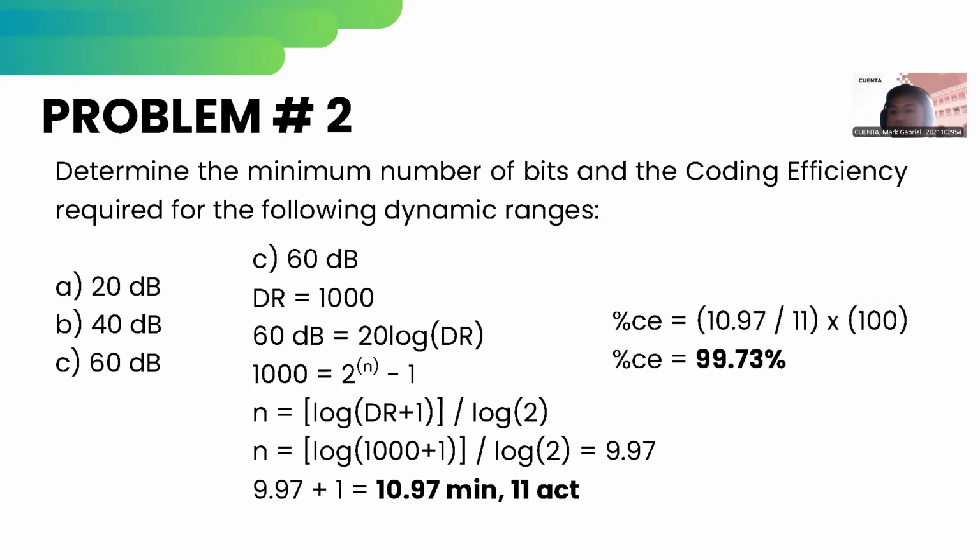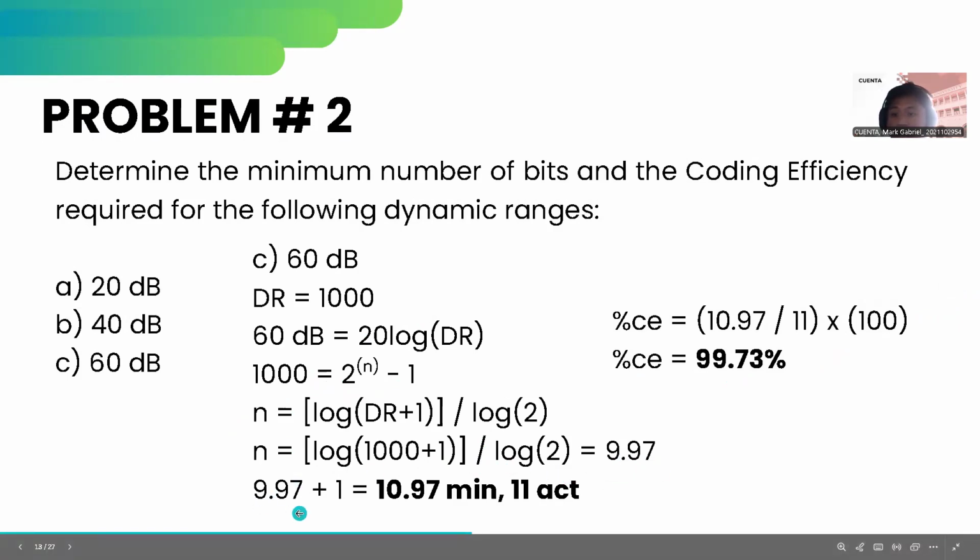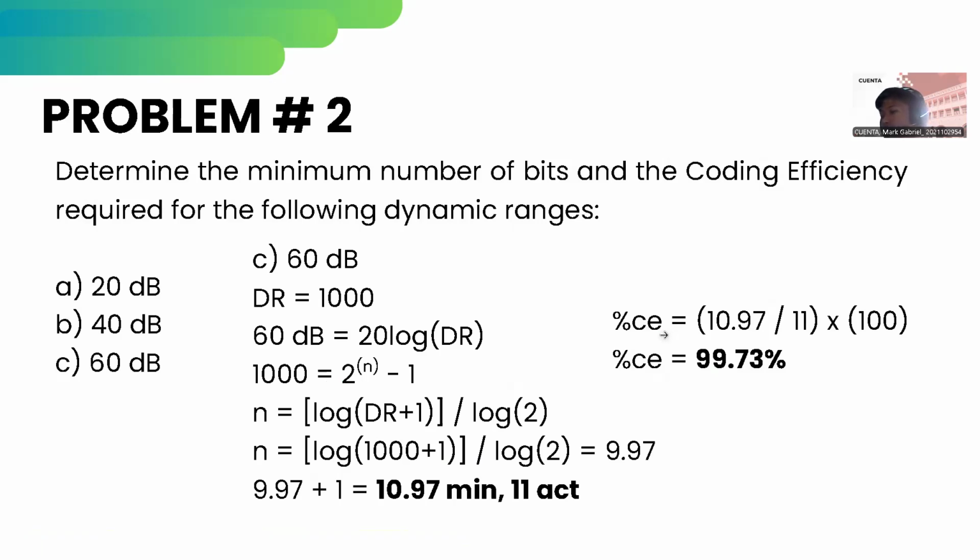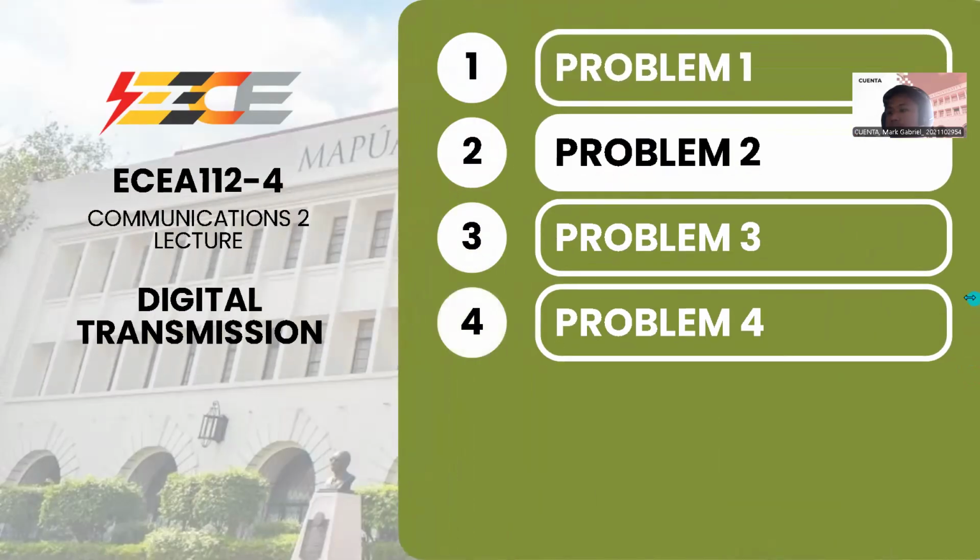Lastly, 60 decibels with a DR of 1000. 60 decibels equals 20 log DR. 1000 is equal to 2 raised to n minus 1. With the same formula for n, so log 1000 plus 1 over log 2 is equal to 9.97. 9.97 plus 1 is equal to 10.97, minimum of 11 bits. Percentage of CE is equal to 10.97 over 11 times 100. Percentage of CE is equal to 99.73%.